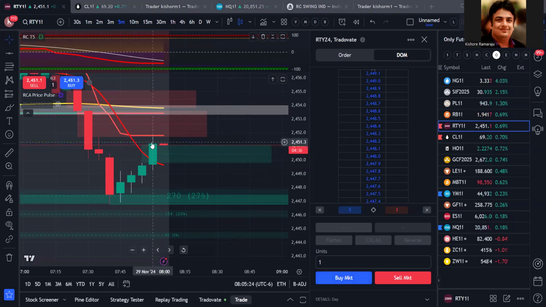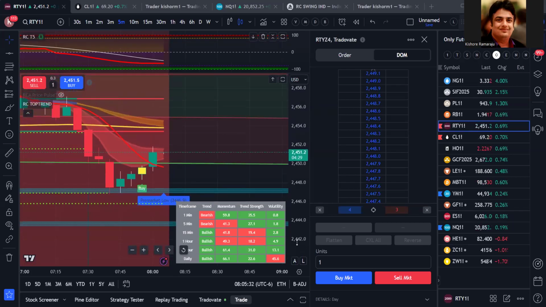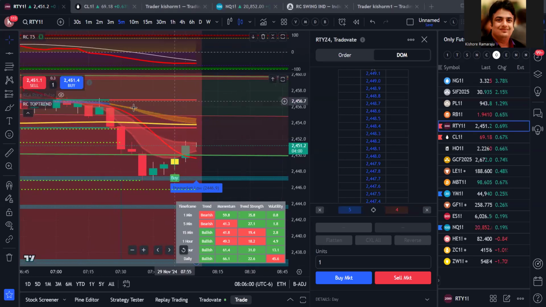So I enable the chat. For example, now you got a buy with top trend. Do you want to go ahead and buy it? Do you think it's a very good opportunity? It is not a good opportunity because your background is still red.